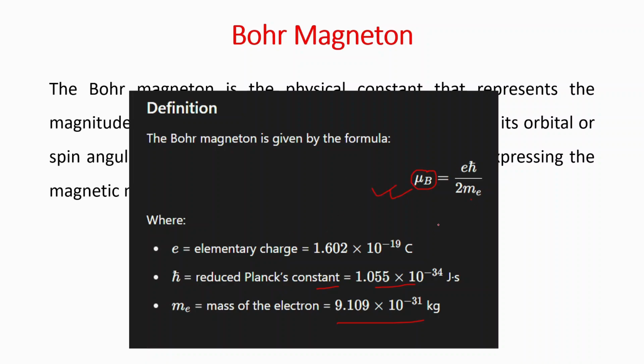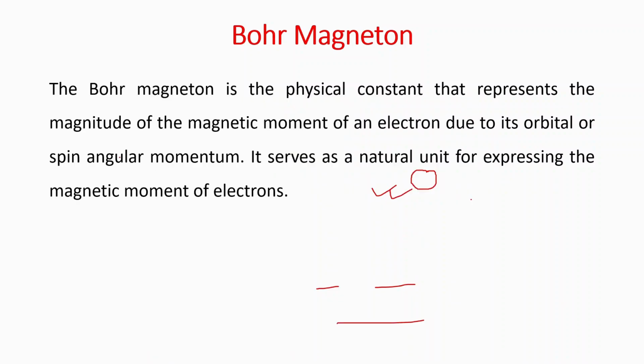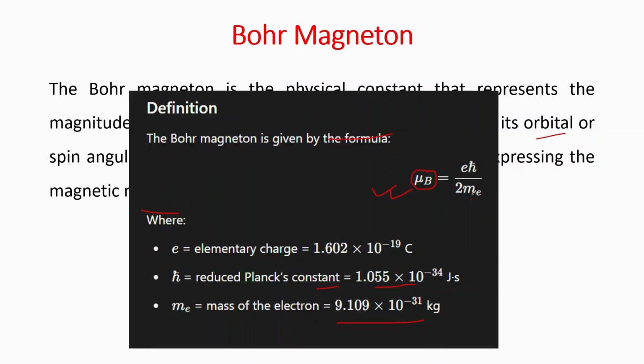Mu_B will give you the value of the Bohr magneton. I want you to calculate the value of the Bohr magneton, and you can write that value in the comment section. I am leaving that for your own calculation. I hope you have understood Bohr magneton now. It's a constant and represents the magnetic moment of an electron due to its orbital or spin motion. It serves as a unit for magnetic moment. So this is Bohr magneton.